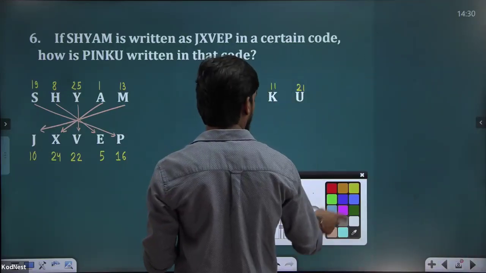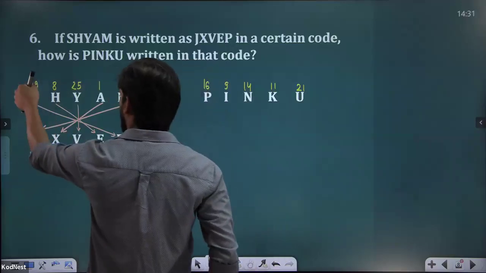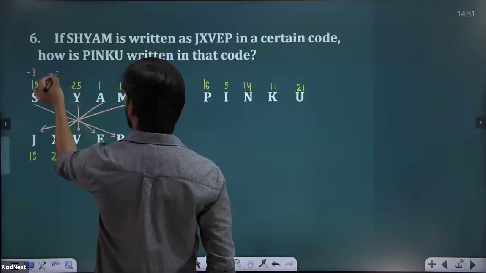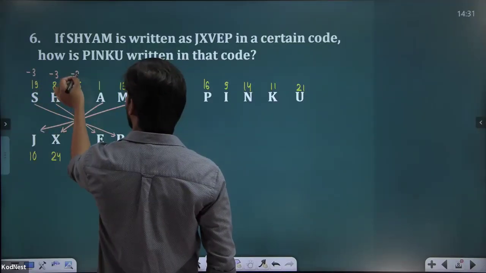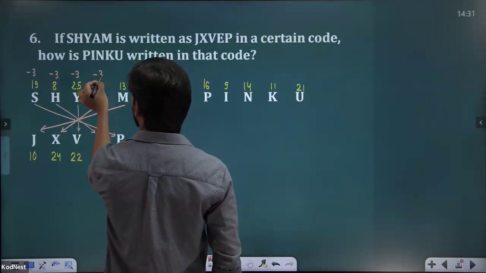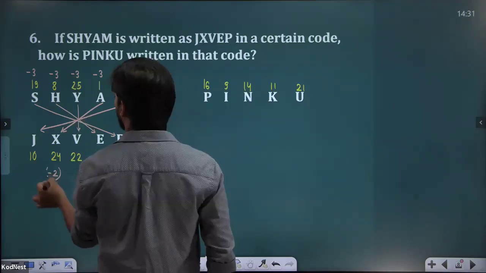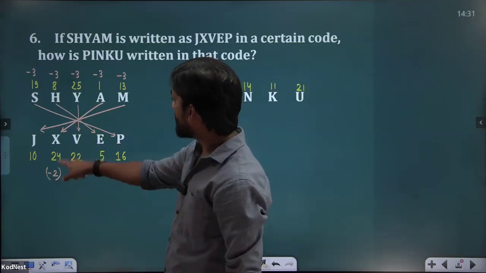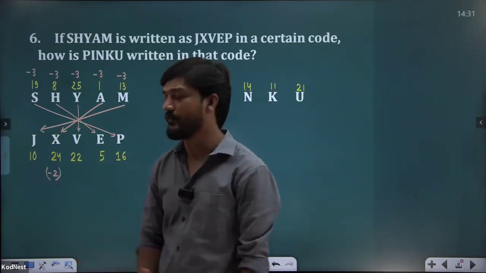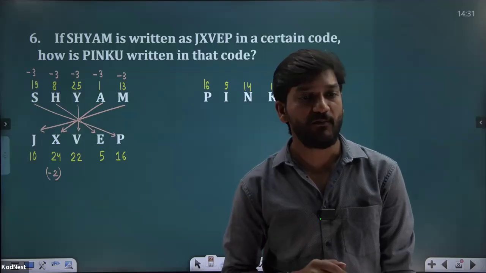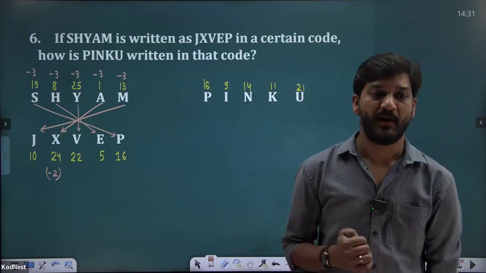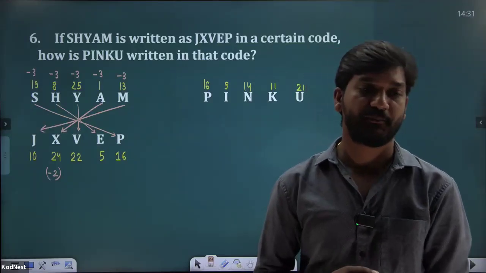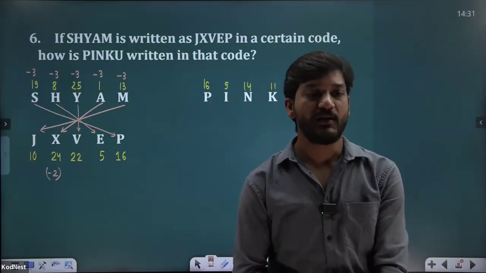Let me write this first. A 19 minus 3 will give you 16. 8 minus 3 will give you 5. 25 minus 3 will give you 22. 1 minus 3 will give you -2. And 13 minus 3 will give you 10. Only one problem is there. This is 1 minus 3, that is -2. What is -2 in alphabets? We are getting a negative number. So how to understand -2?